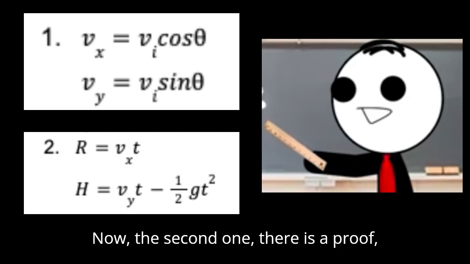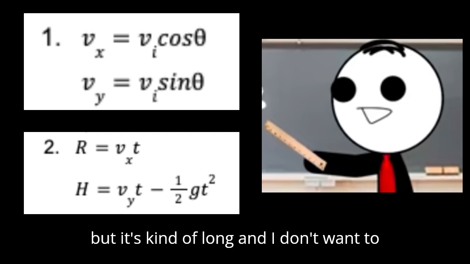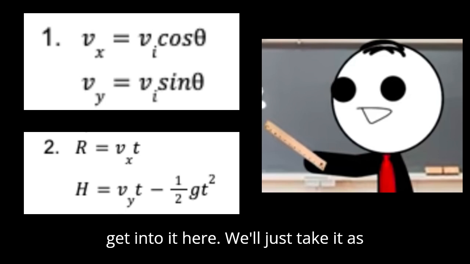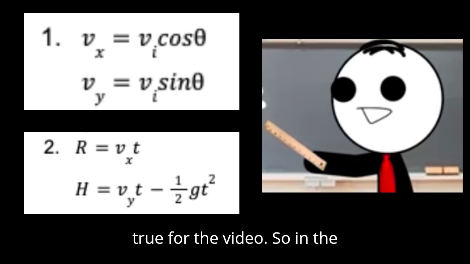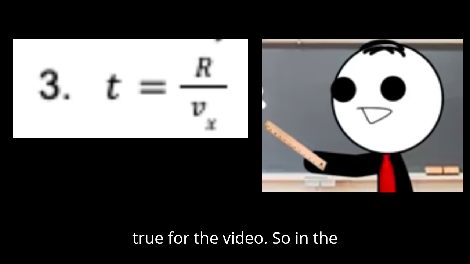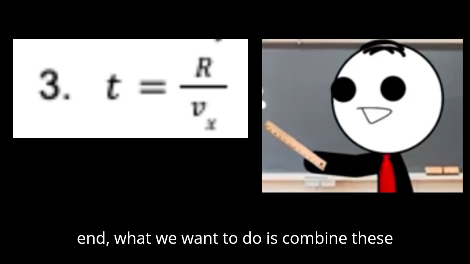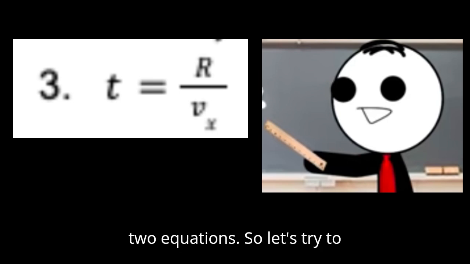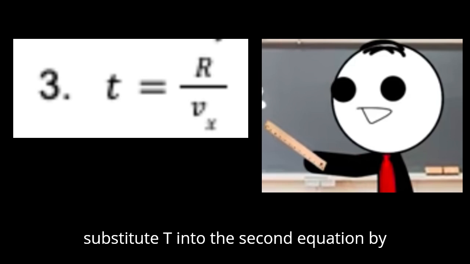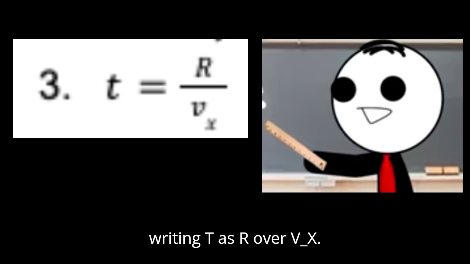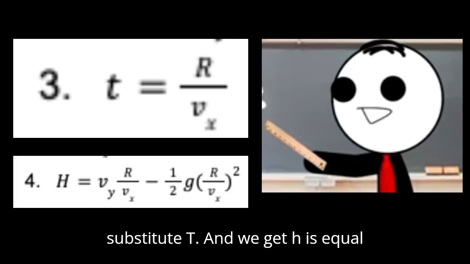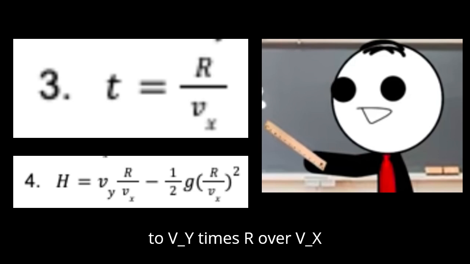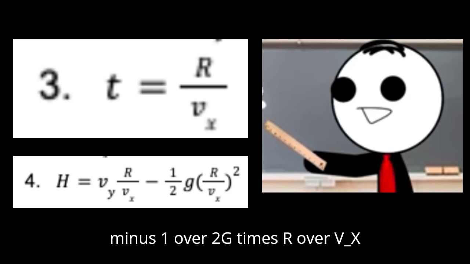Now, the second one, there is a proof, but it's kind of long and I don't want to get into it here. We'll just take it as true for the video. So in the end, what we want to do is combine these two equations. So let's try to substitute t into the second equation by writing t as r over vx. Now, in the fourth step, we just substitute t and we get h is equal to vy times r over vx minus 1 over 2g times r over vx squared.